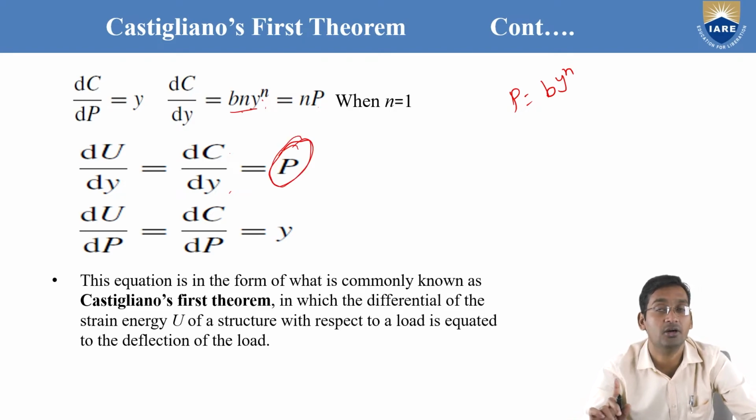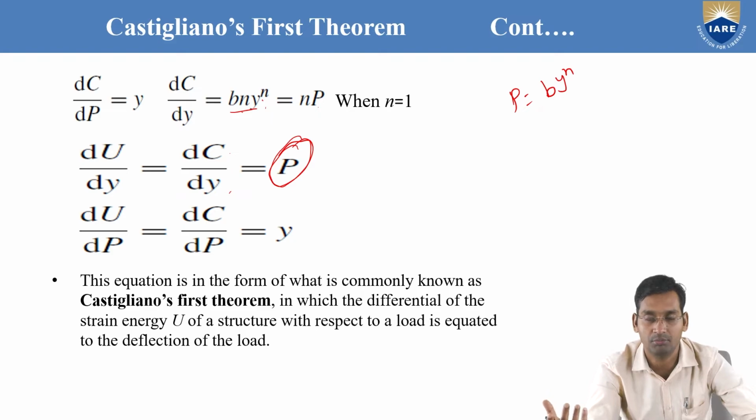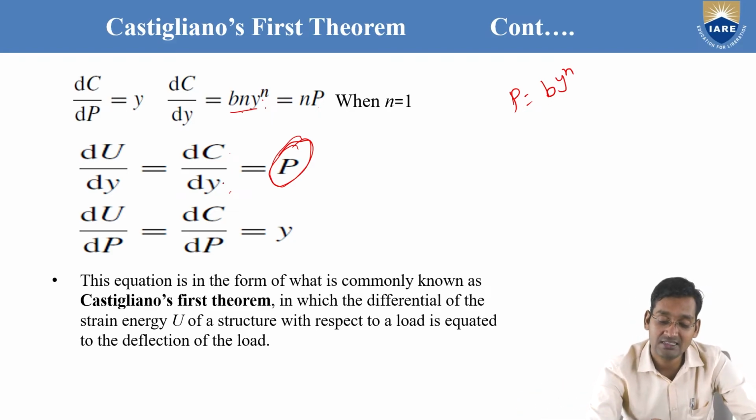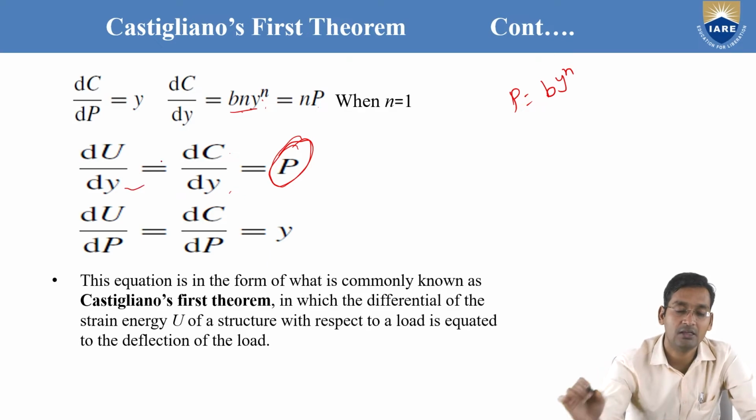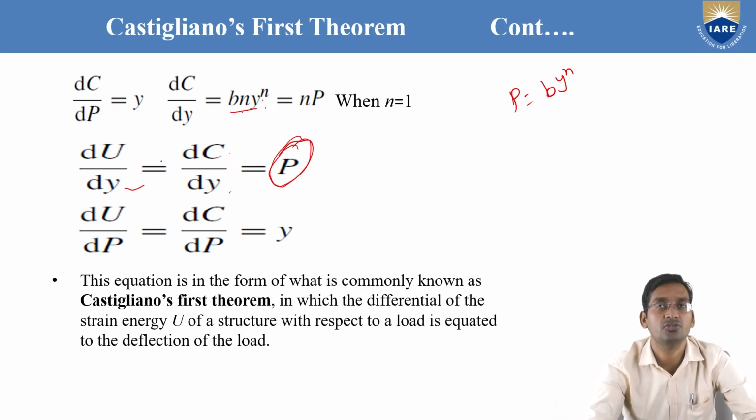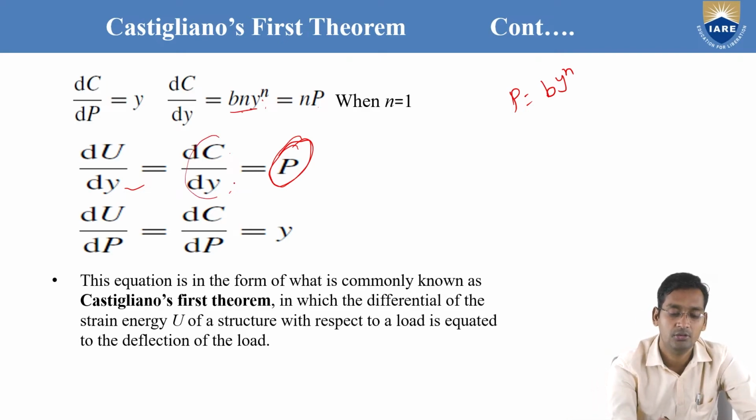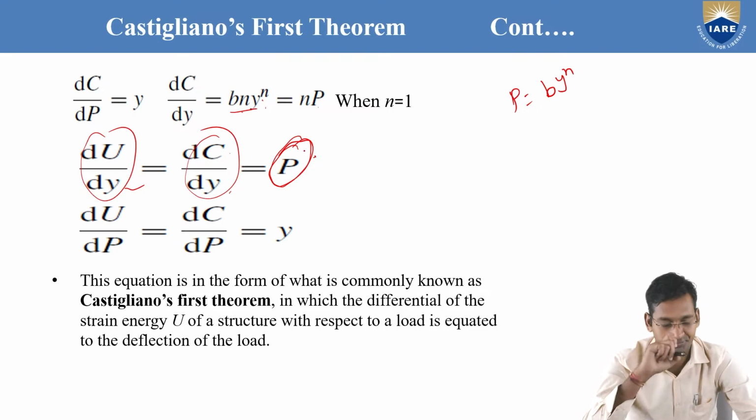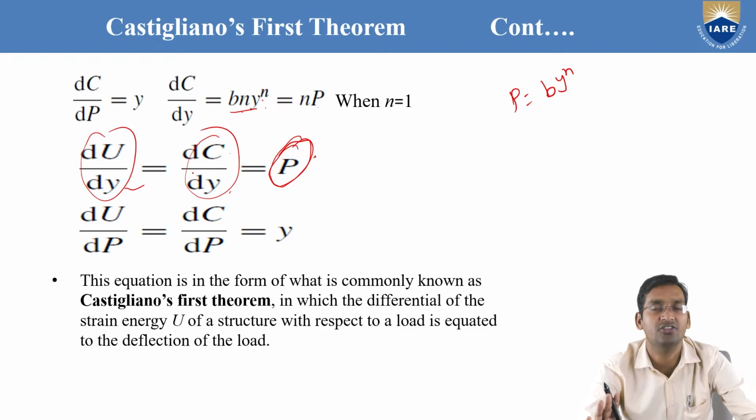So just see, that's why for that directly dC by dy, that means directly the complementary energy has no significance. So we cannot say physically, okay, the complementary energy is this much, so that much deflection will be there. No. But here what we are proving is that the complementary energy equals the strain energy. So here dC by dy equals P. That means the complementary energy and the strain energy are equal.